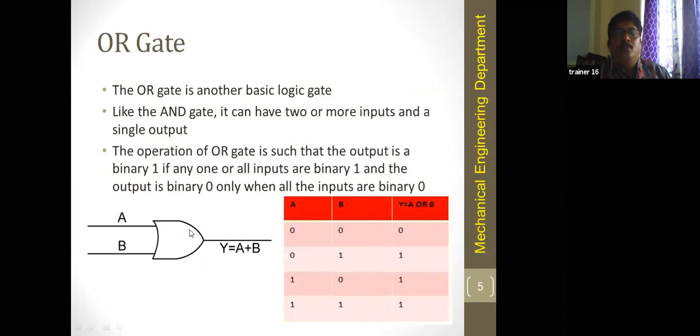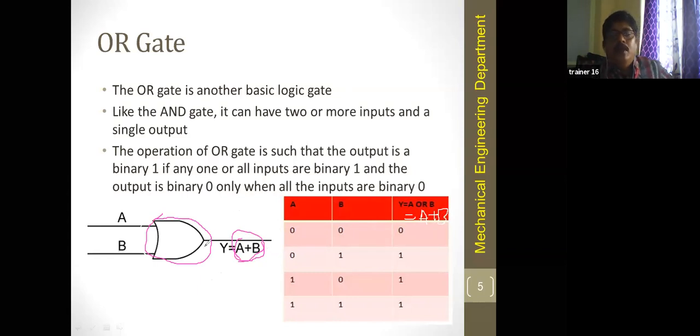OR gate, right? If you come to the OR gate, this is the symbol of the OR gate, with the inputs A and B, and here Y is the output. Y is equal to A plus B, A or B. That means we can also call it OR. This table you can call a truth table.